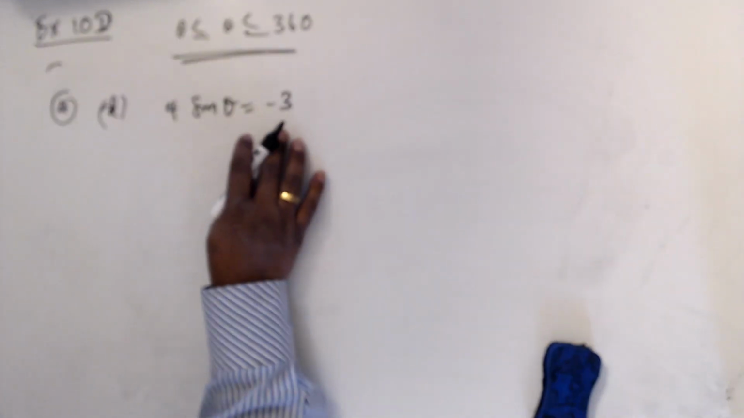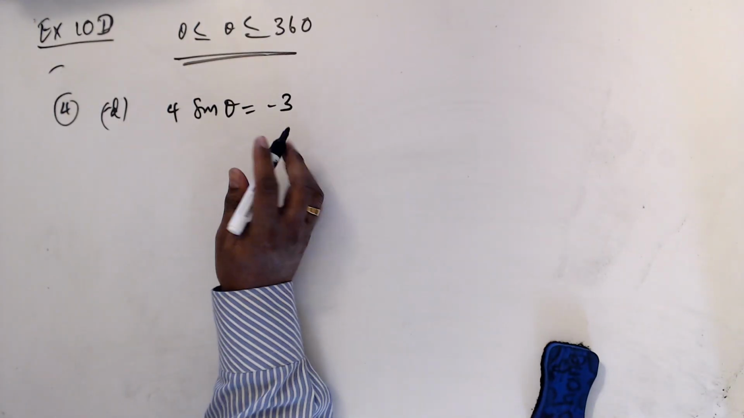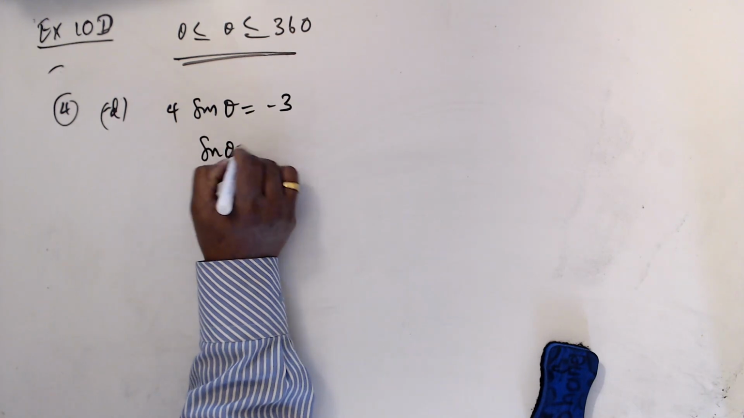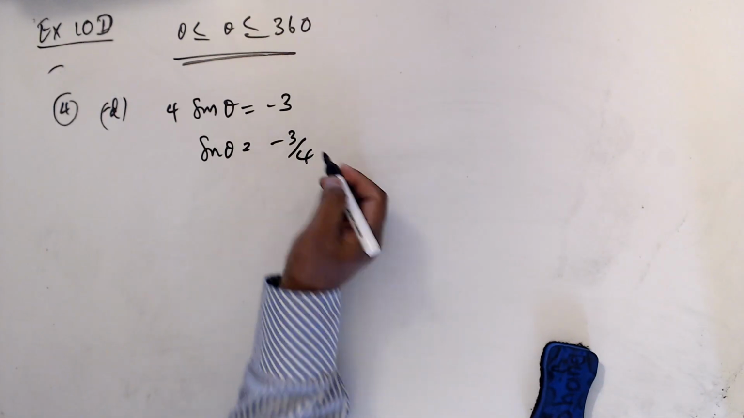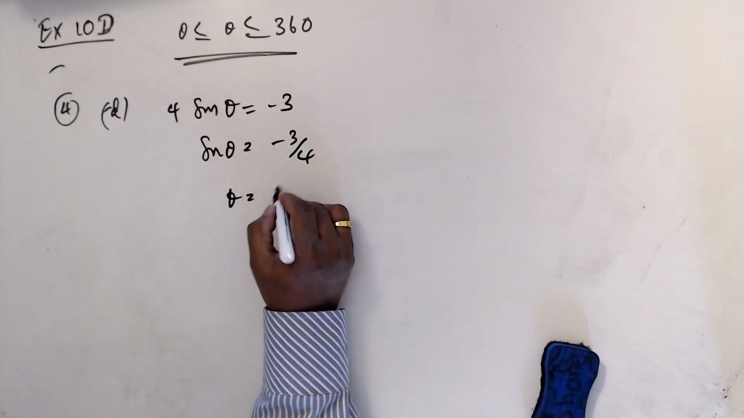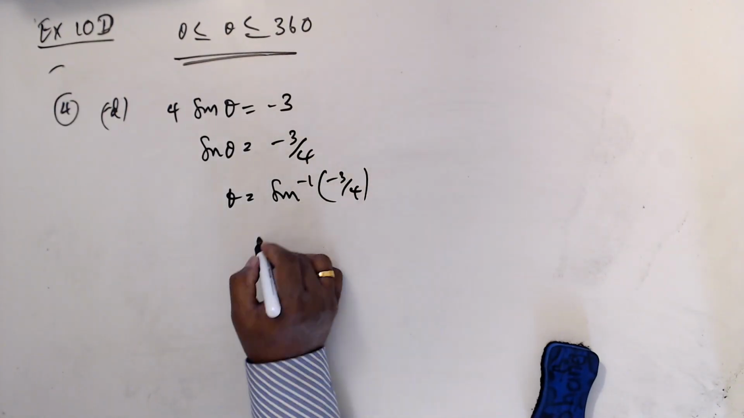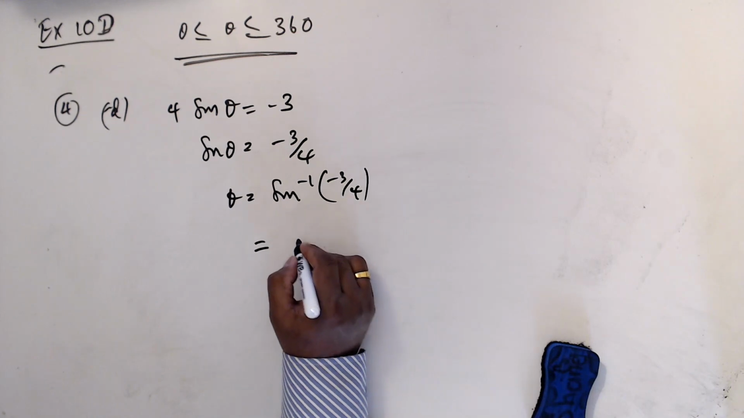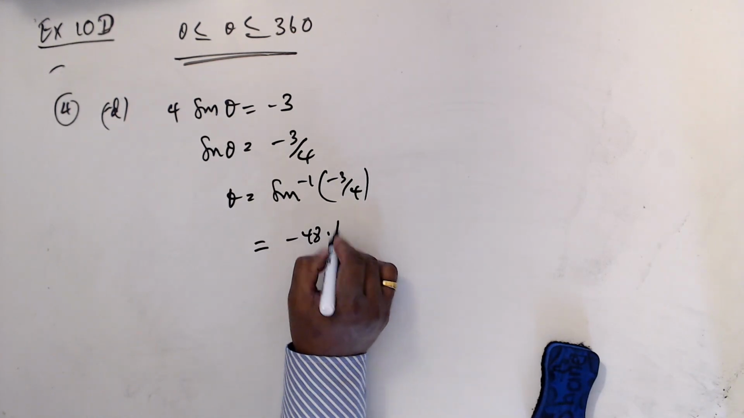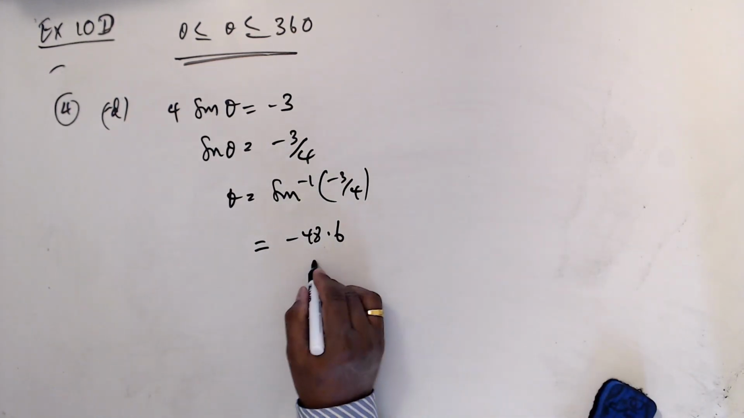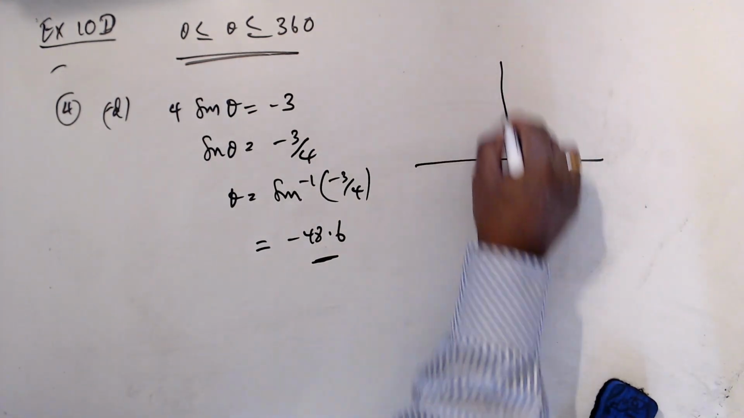Part D: sin theta equals minus 3 over 4. Theta equals sin inverse of minus 3 over 4. This answer is minus 48.6. So this is an acute angle.